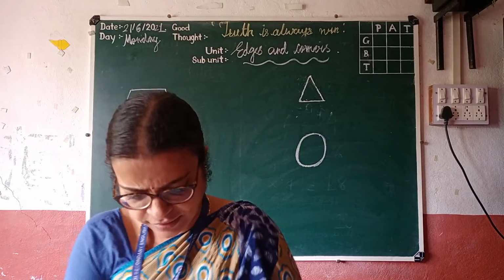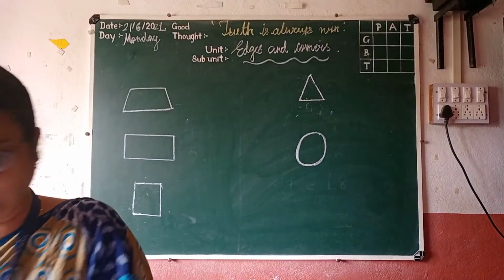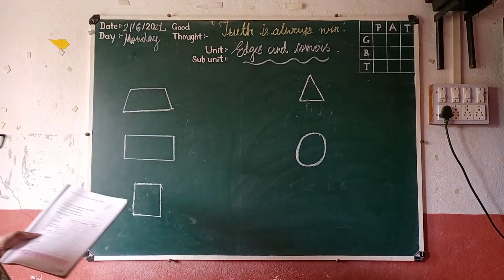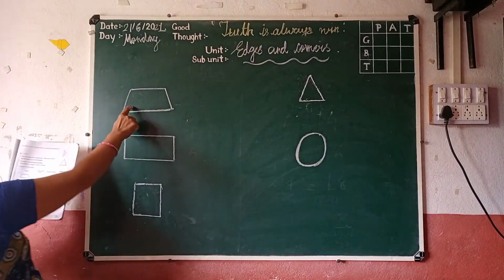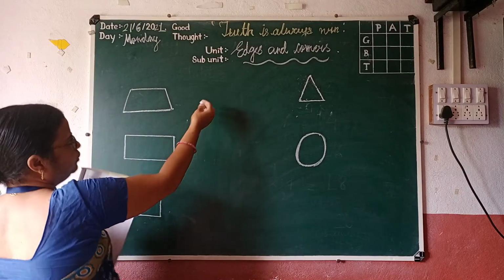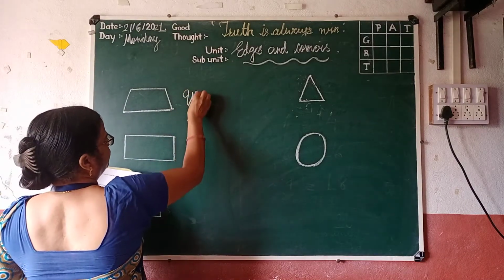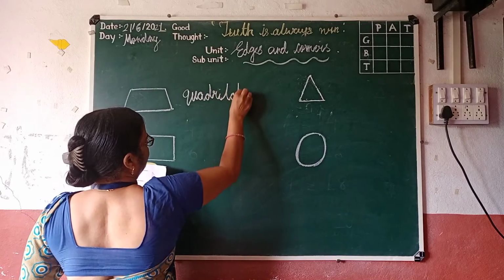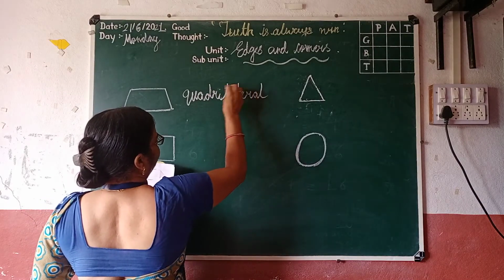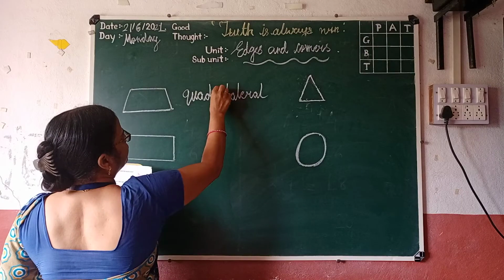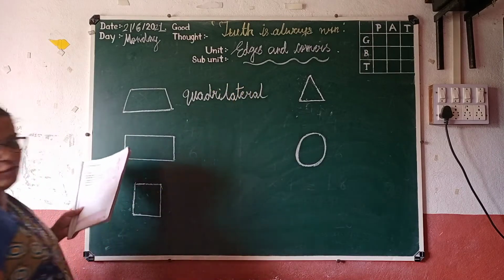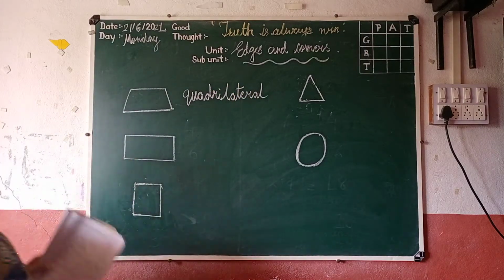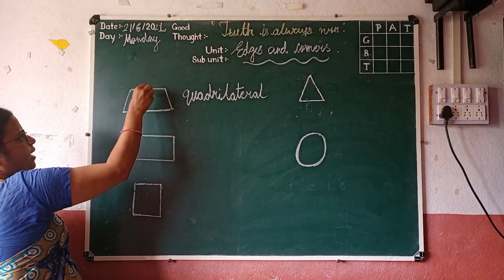So look here, students. Complete the table below. I have drawn here a quadrilateral. So the name of the figure you have to write here: quadrilateral. This is a quadrilateral. Now the edges. Edges: 1, 2, 3, 4.